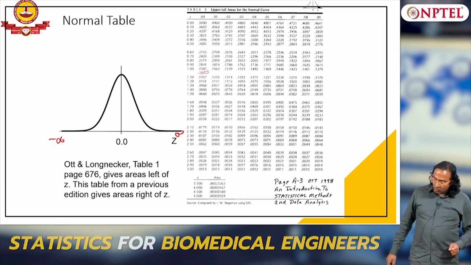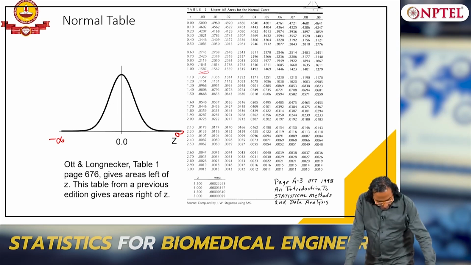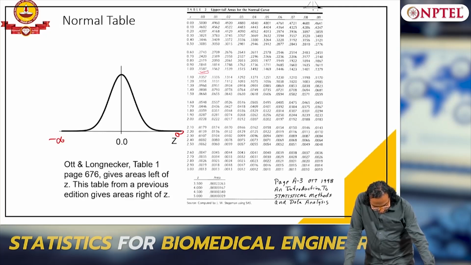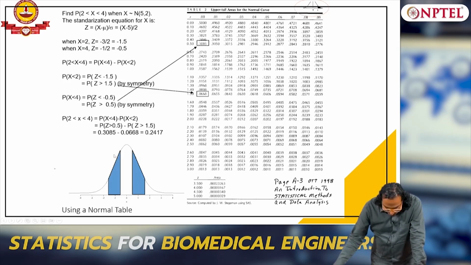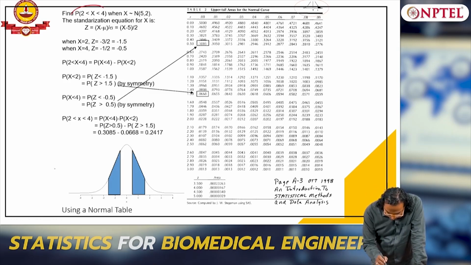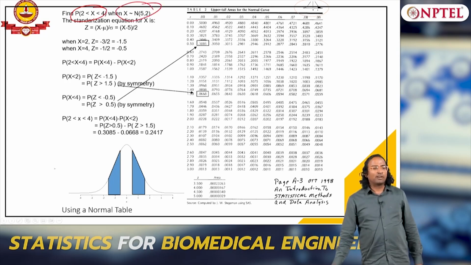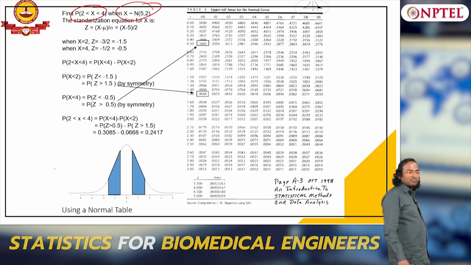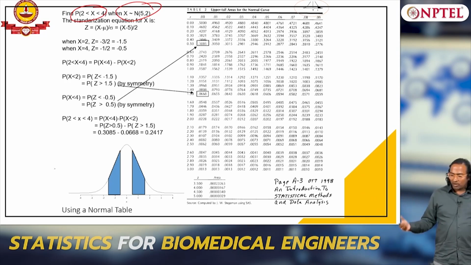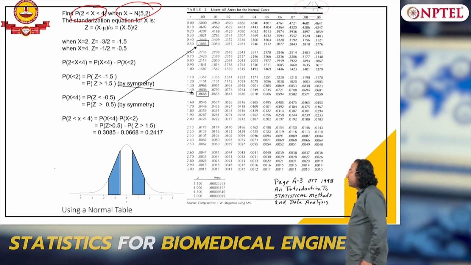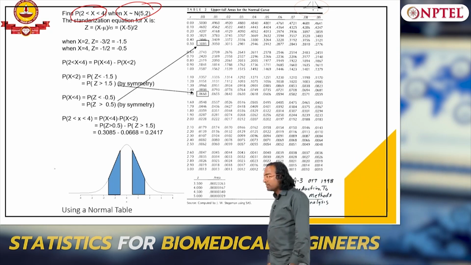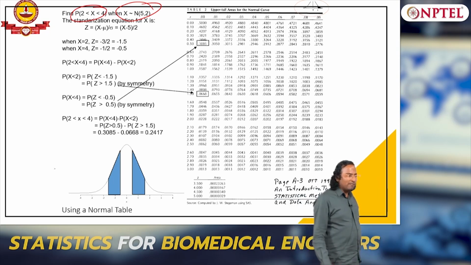Let us look at this table and then compute. I will ask you one question before we take leave. Find the probability of 2 less than x less than 4, where x is normally distributed with mean 5 and variance 2. Can you replicate this? What did I do?